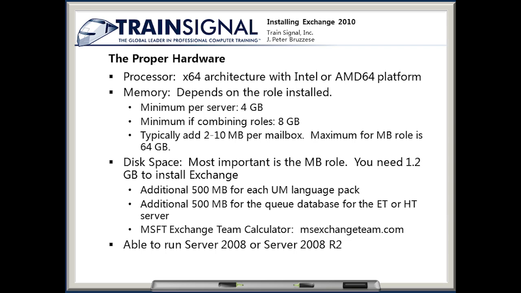If you're running unified messaging, you need an additional 500 megabytes for each language pack. You need an additional 500 megabytes for the queue databases, for the edge transport or hub transport server. But really, when it comes to disk space, you're not going to really have to worry when it comes to all of the other server roles. The big one is the mailbox server role. So how do you calculate that? Well, you can do it manually, or you can go to the Microsoft Exchange Team website. There's a calculator that actually is perfect for helping you to figure out what amount of disk space you're going to need, not only for your present environment, but also thinking about future growth.